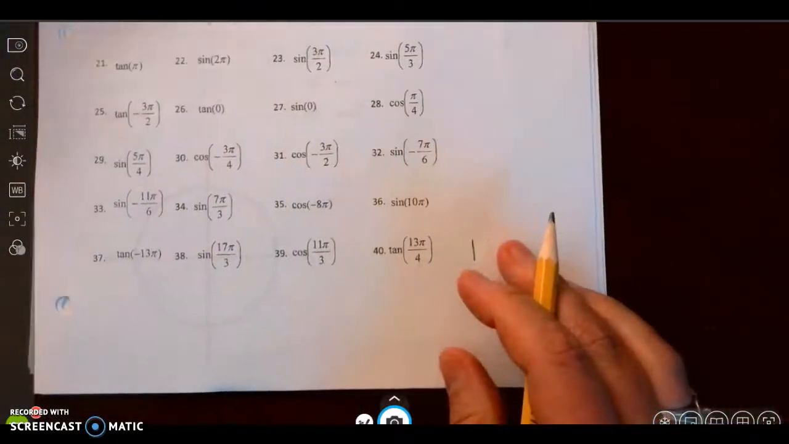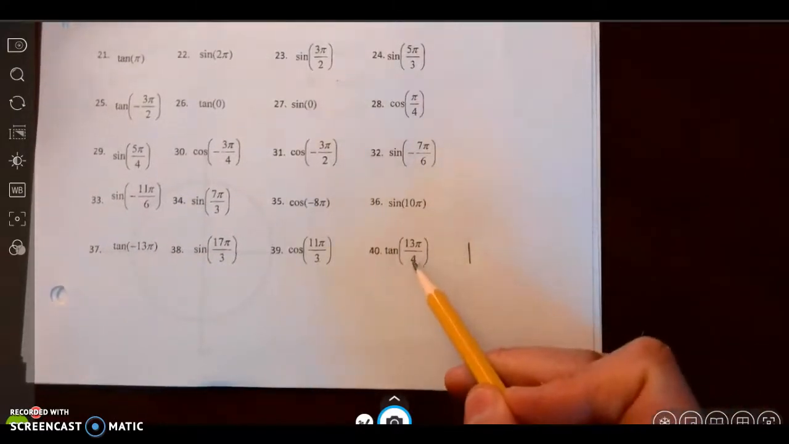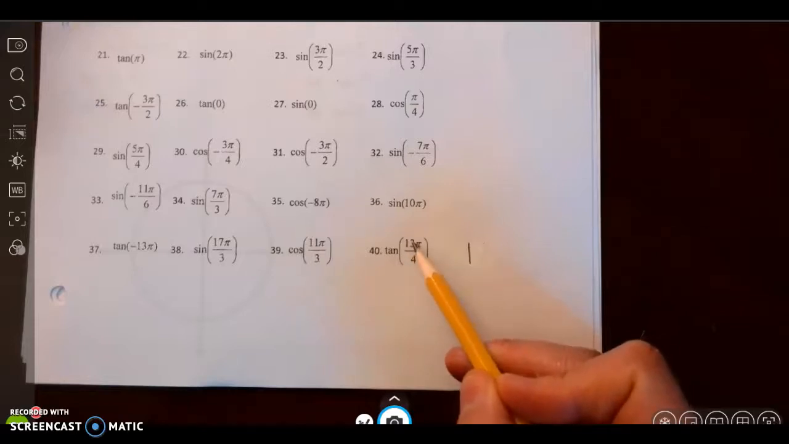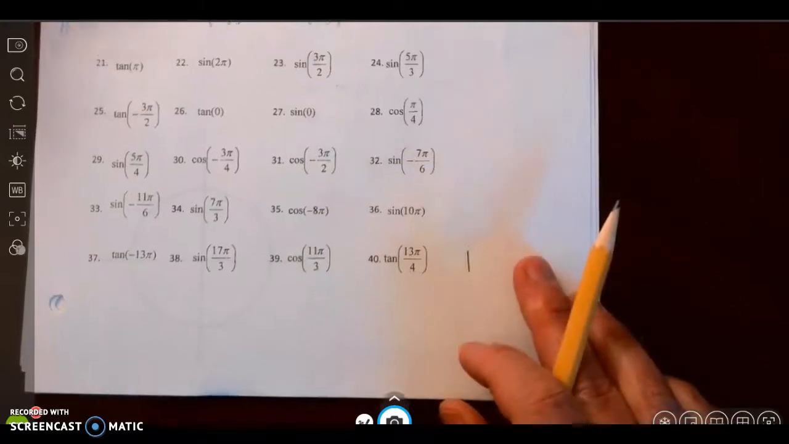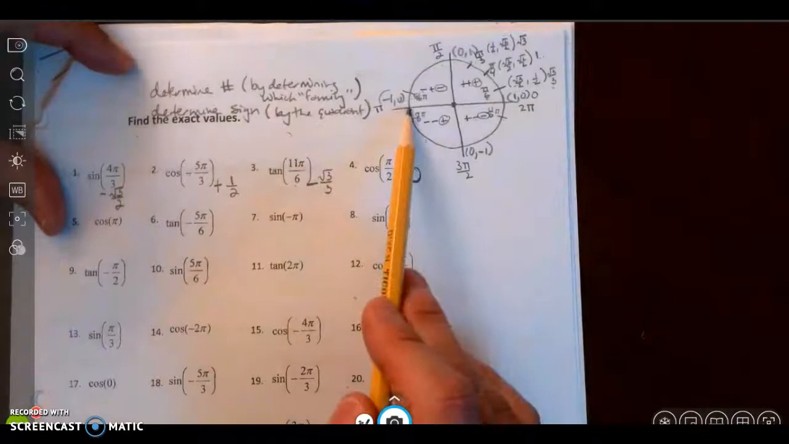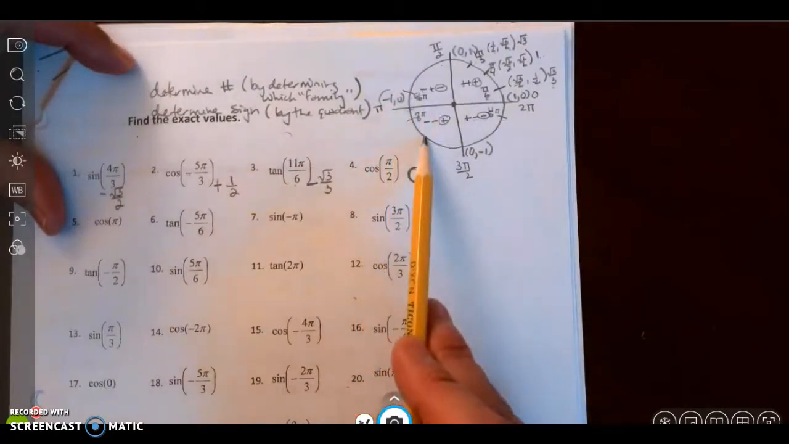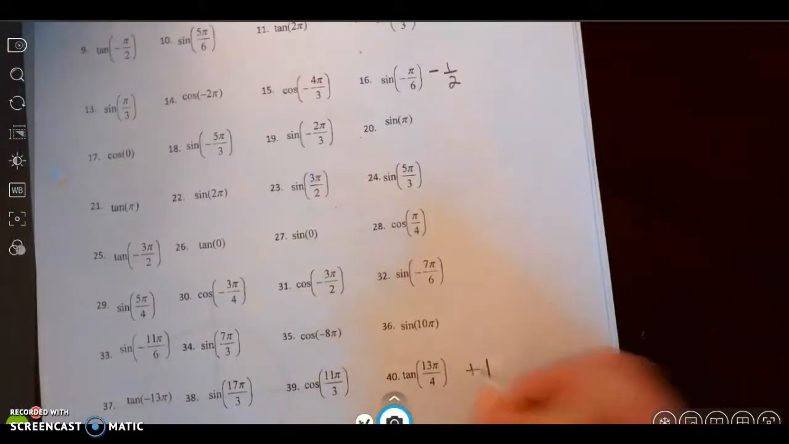Now I need to figure out where 13 pi over 4 is. So I think to myself, how many times does 4 go into 13? It goes in 3 times with a remainder of 1 left over. So 13 divided by 4 is 3 and 1/4. So I come up here to my unit circle. 3 pi would be here, and then 1/4 of a pi would be here. So I'm going to be in the third quadrant where my tangent is positive. So this is positive 1.